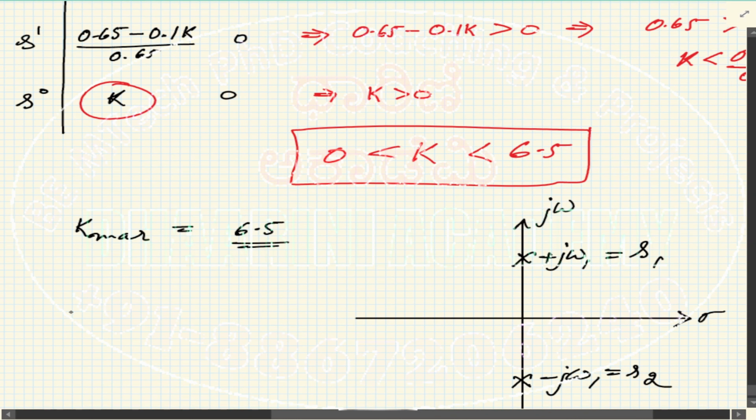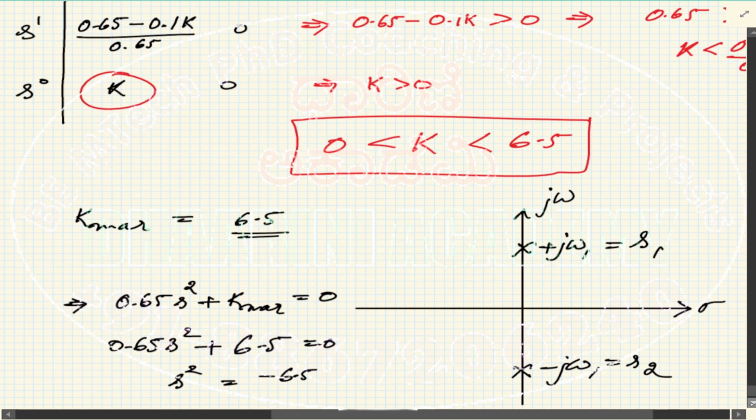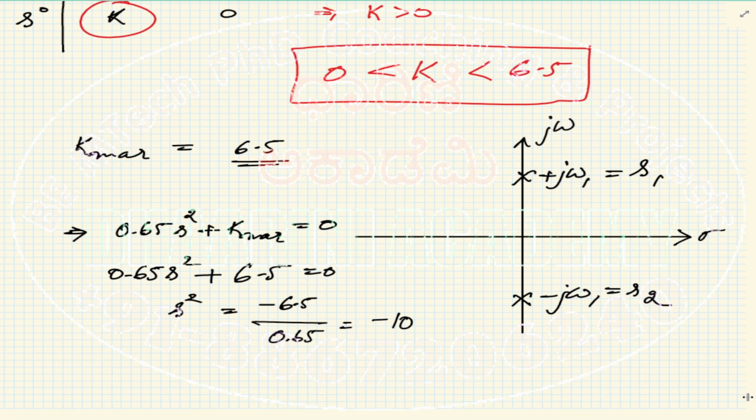So from the table I am writing the equation. What is the coefficient? The coefficient is 0.65 into s square plus the marginal value. I'll write the equation once: this is k marginal equal to 0. So let's substitute 0.65 s square plus 6.5 is equal to 0. So s square is equal to minus 6.5 divided by 0.65. So this comes to be minus 10.